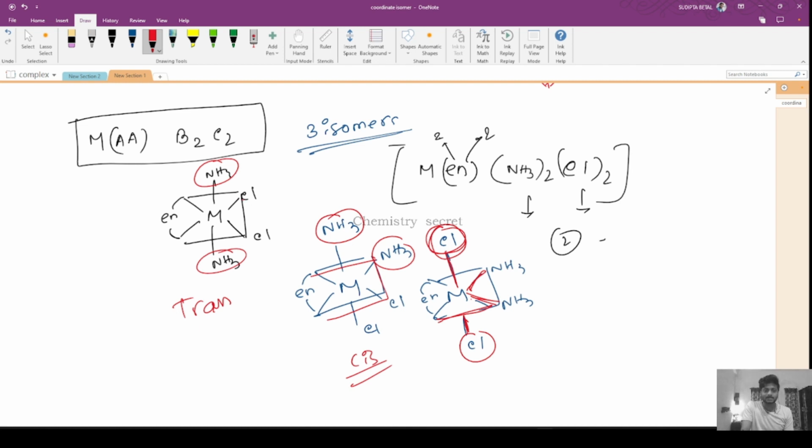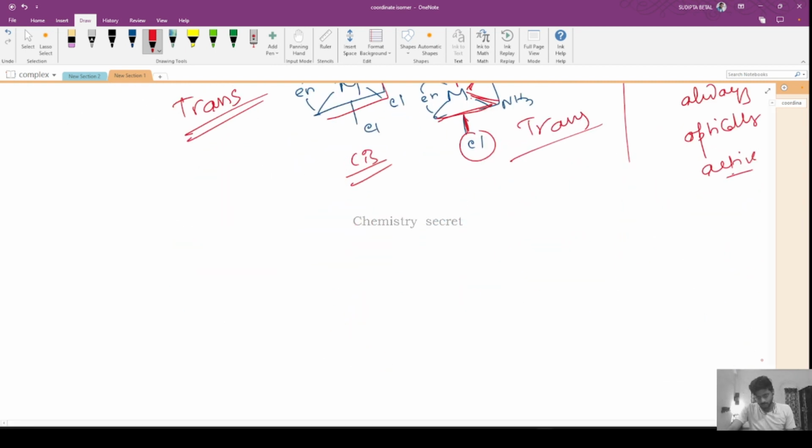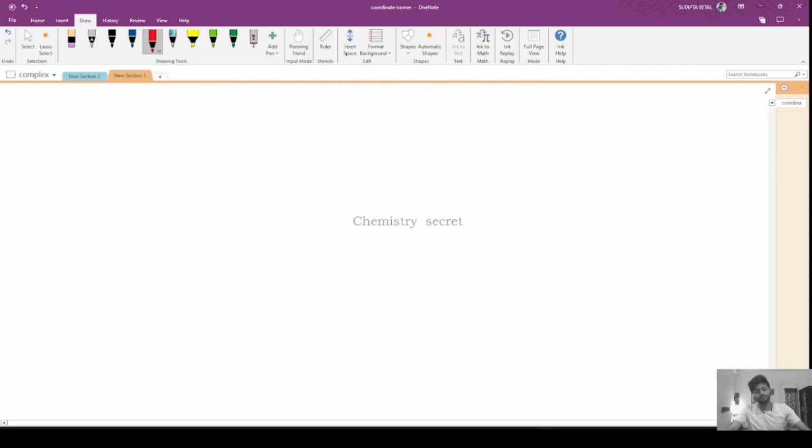We do not consider the chlorine atoms which are on the plane. On the plane, we consider the ammonia atoms, where one is upside and another one is downside. So these two are trans isomers and one is the cis isomer. And if we talk about optical isomerism, cis isomers are always optically active. We discussed it. Cis isomers are always optically active. Okay, so now we discuss optical isomerism, and then we will talk about some trick which we mentioned before.